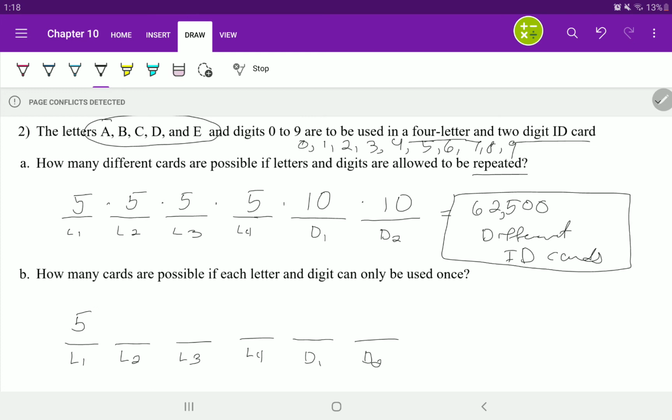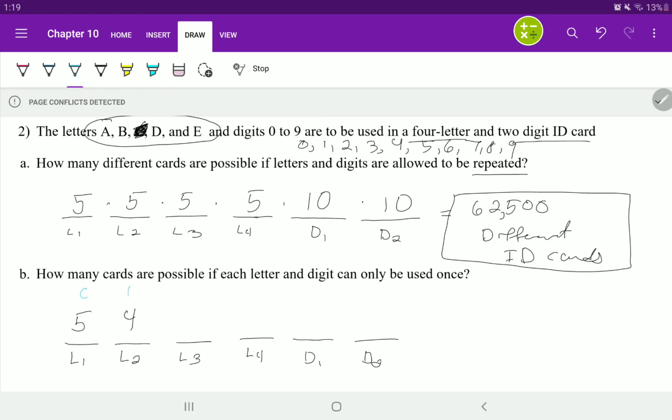Let's suppose I picked the letter C. Out of my 5 options, I picked the letter C as my first letter. Because I can only use each letter once, I cannot use C again. So C is now eliminated from my pool. How many letters do I have left to pick? I have 4 letters left to pick. And 4 is going to go in the second spot.